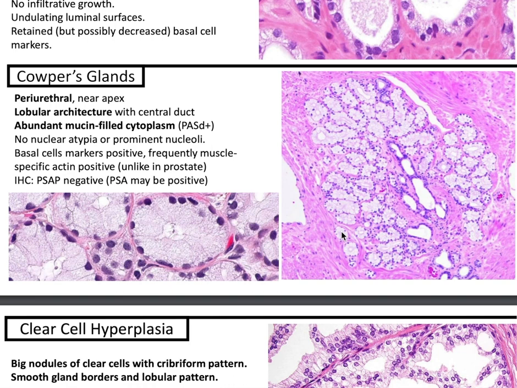This is near the urethra, near the apex more specifically, and it has lobular architecture with central duct, abundant mucin-filled cytoplasm that's PASD positive. You should have no nuclear atypia or prominent nucleoli. The basal cell markers are positive, and frequently muscle-specific actin positive, unlike in prostate. And PSAP is negative, although PSA may be positive.